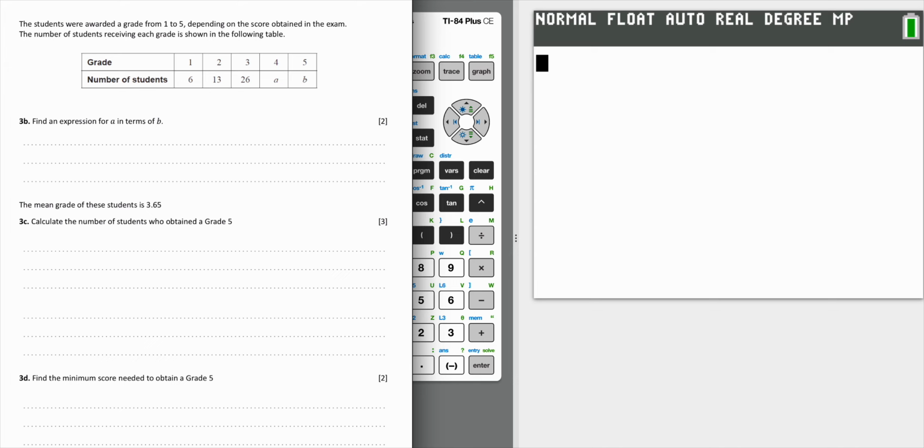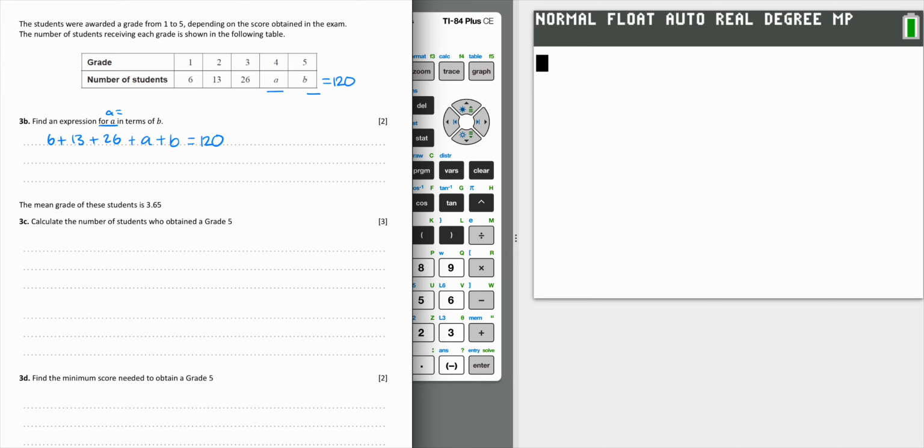And then the next one: the students were awarded a grade from 1 to 5, depending on the score that they got in the exam. And we don't know how many students scored either a 4 or a 5, A or B. So we need to first of all find an expression for A in terms of B. Now we know from the previous information that there were 120 students, and therefore they all add together to make 120. So 6 plus 13 plus 26 plus A plus B must equal 120. And it asks for the expression for A in terms of B. So for A means we want to end with A equals.